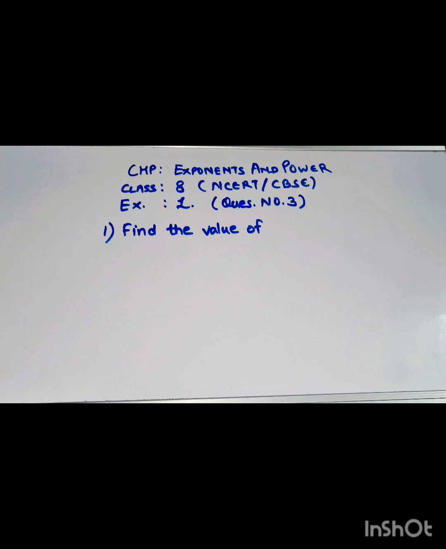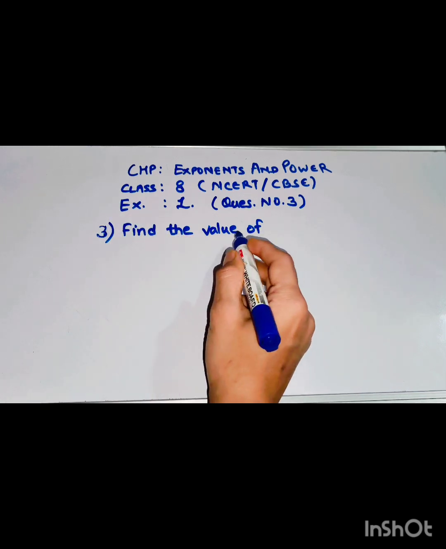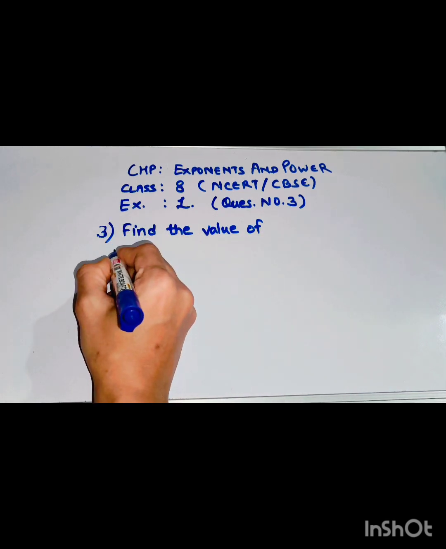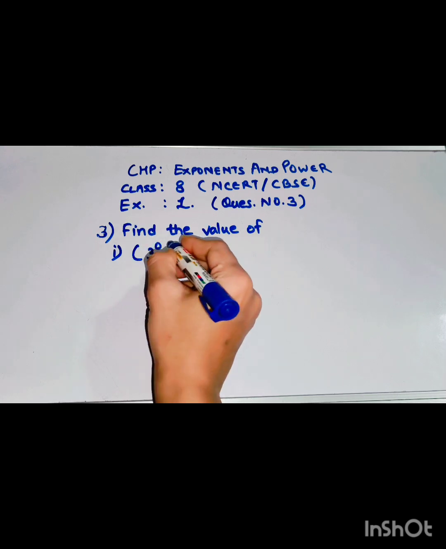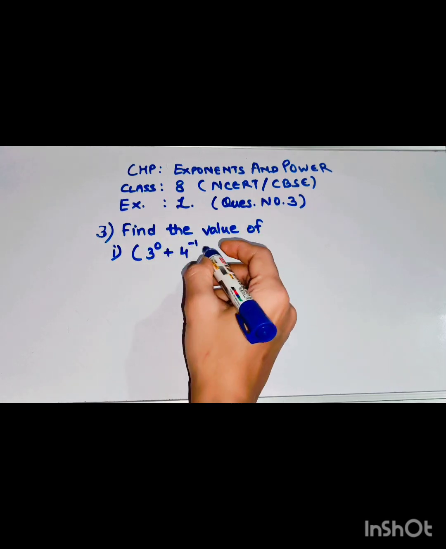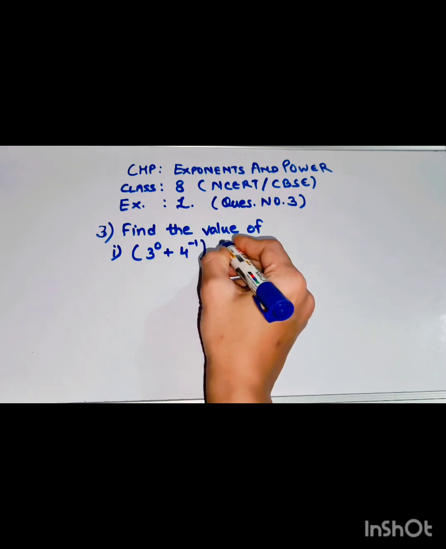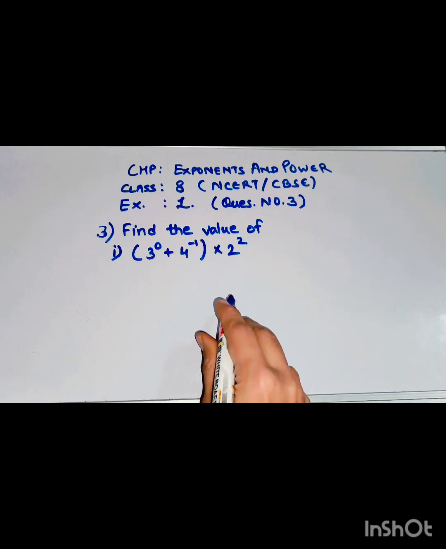Today we'll discuss question number 3 of exercise 1. Question number 3 says find the value of, let's take the first one, that is (3 raised to the power 0 plus 4 raised to the power minus 1) bracket close into 2 raised to the power 2.